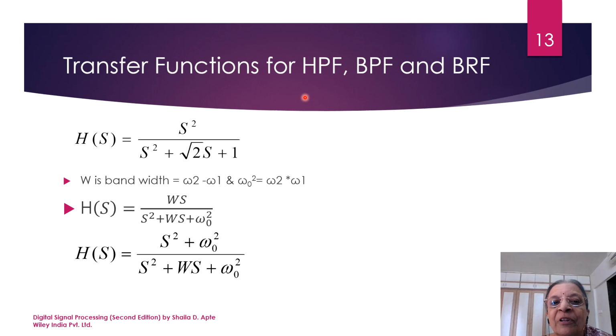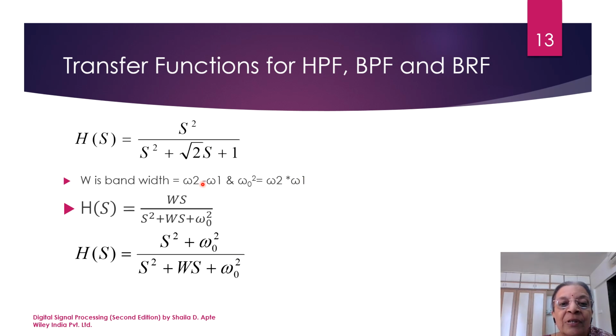Now let us consider what will happen if we want to design a high pass filter, band pass filter, and band reject filter. For the high pass filter, we have to use the basic transfer function as s square upon s square plus root 2 s plus 1. For the band pass filter, we write W s upon s square plus W s plus omega 0 square. And for the band reject filter, s square plus omega 0 square upon s square plus W s plus omega 0 square, wherein W is the bandwidth, given by the upper cutoff frequency minus the lower cutoff frequency, and omega 0 square is the multiplication of the two cutoff frequencies.